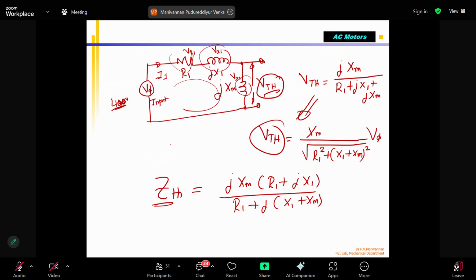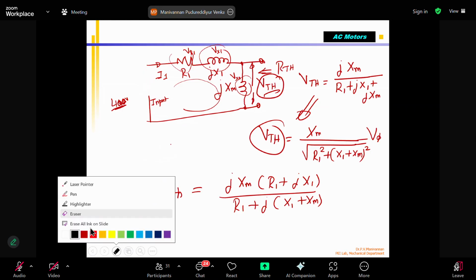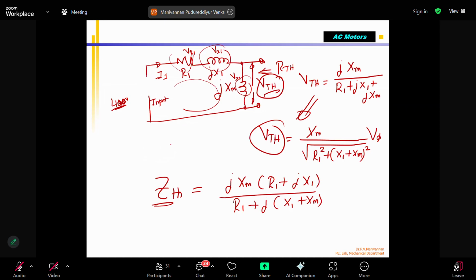Now to find the R Thevenin, we are looking from here. What is the resistance of this entire impedance? In that case, I will simply short circuit this. There is no voltage source; a voltage source can be short circuited. If you short circuit it, what you will see is no voltage source. R1 is there, jX1 is there, XM is there, and I'm looking from here.